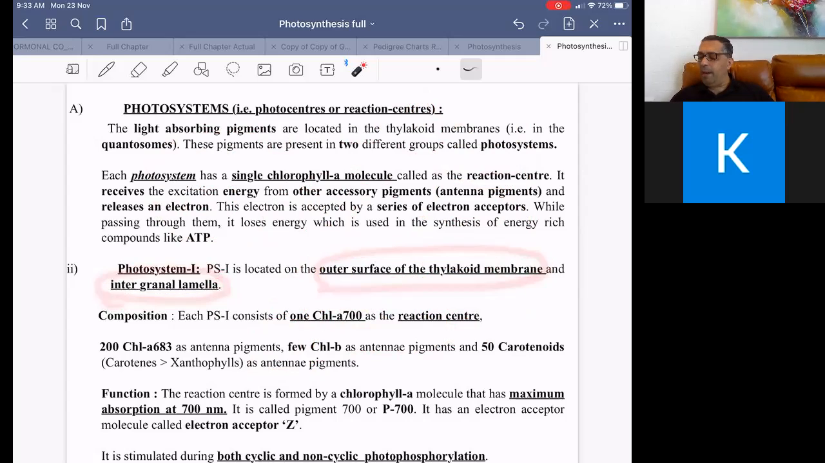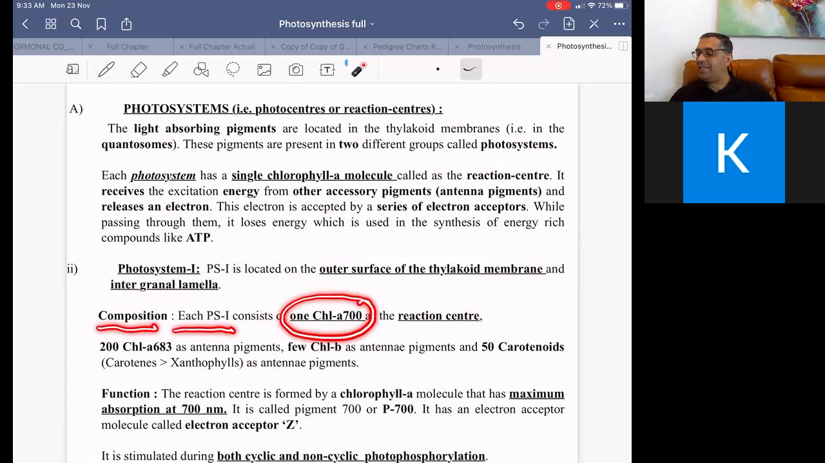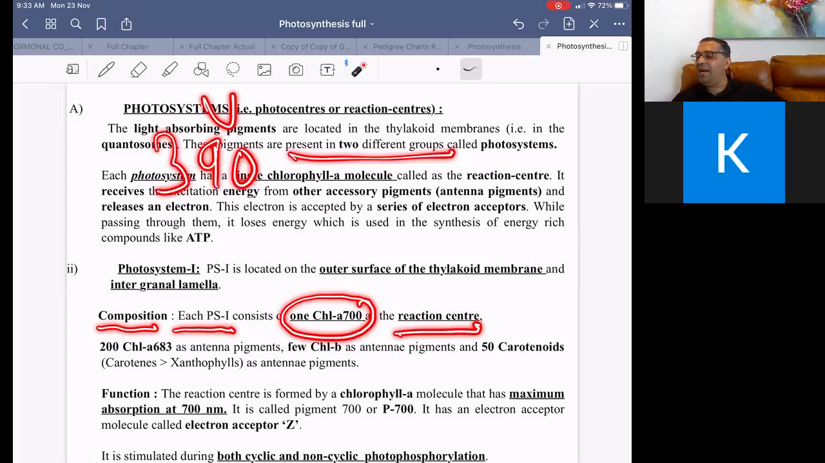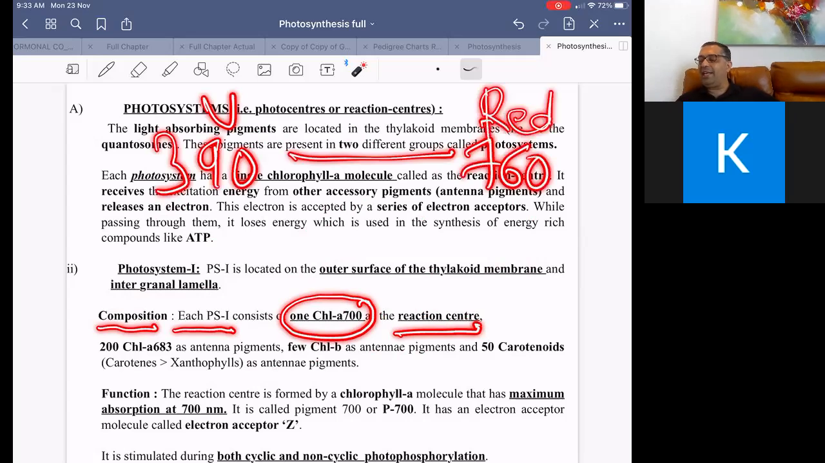सबसे पहले, what is it composed of? Each photosystem 1 contains one chlorophyll A 700 as the reaction center. कौन सा chlorophyll A? Chlorophyll A 700. Now what do you mean by chlorophyll A 700? Sir, रेड लाइट कौन से स्पेक्ट्रम पे खत्म हुई थी? If you remember, violet started at 390 and red ended at 760. 760 में रेड लाइट खत्म हुई.